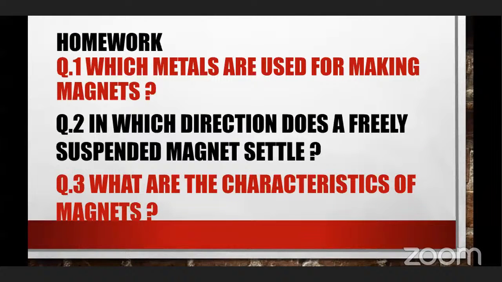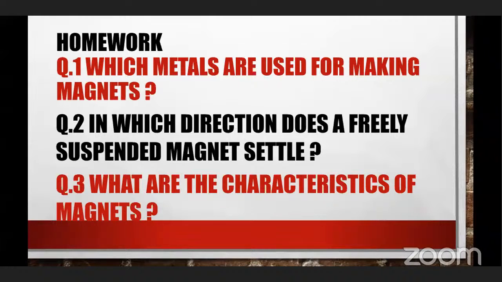Okay. Have you understood these points? Characteristics of magnet, the names given to the two ends of a magnet, which metals are used for making magnets, types of magnetism. And Earth is a massive magnet, a huge magnet. So we will do some revision.